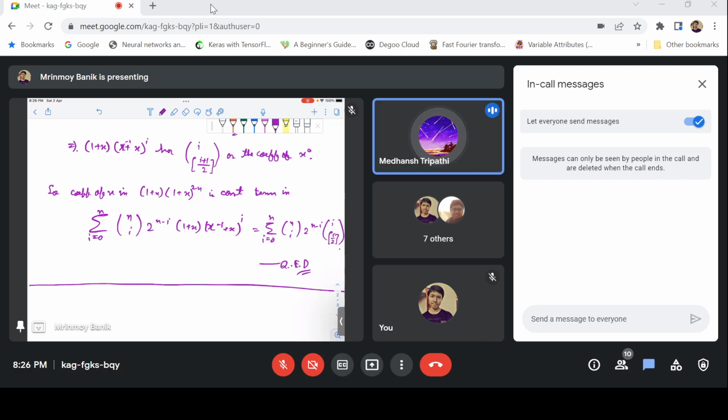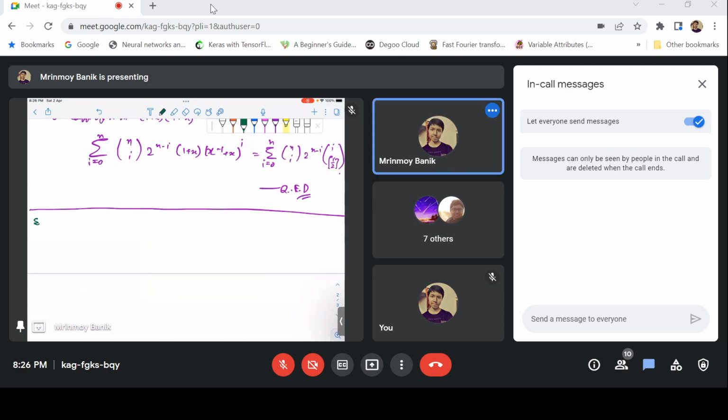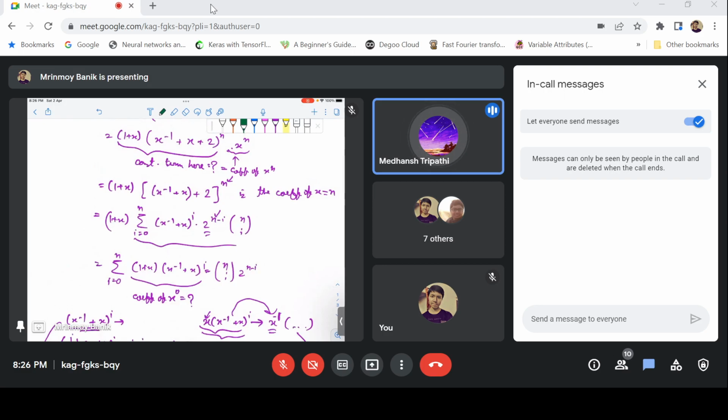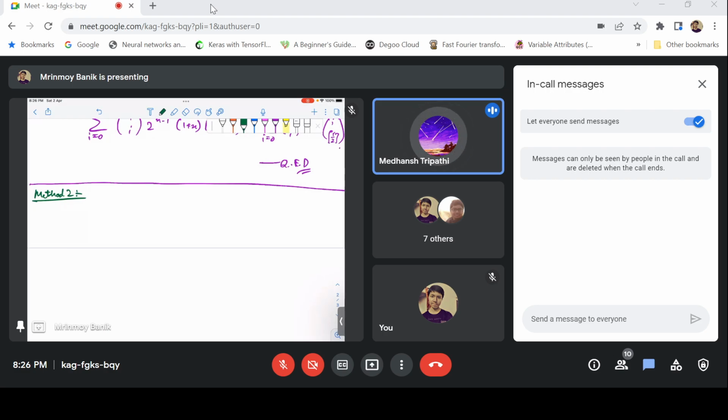Sir, I have a different way to do this. Okay, so method 2. Can I tell? Yeah, please continue. The idea is the same, that we have to prove that it is the coefficient of x to the power n in the expansion of 1 plus x to the power 2n plus 1. But we can prove this in an easier way, I think. We can basically write 1 plus x to the power 2n plus 1.